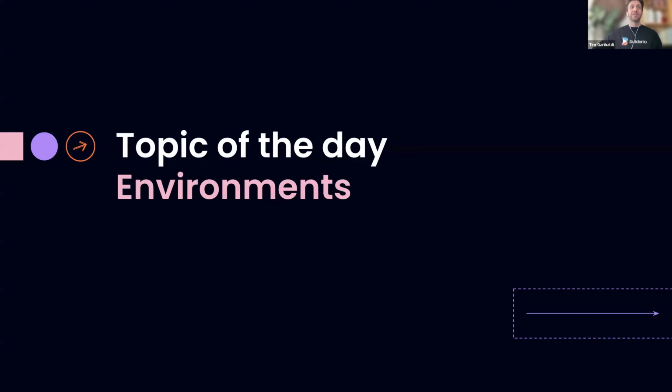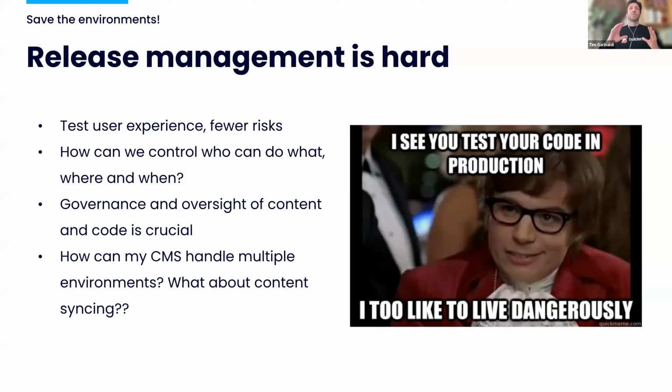So without further ado, the topic of the day, environments. So listen, in a perfect world, right, developers would be able to write code and develop on their local machine and then push those code changes directly to production without any issues. Content creators would be editing content directly on prod or even in code, right? Without the need for any checks, validations, or oversight. But we know that is not the case. We know that we do not live in a perfect world, unfortunately.